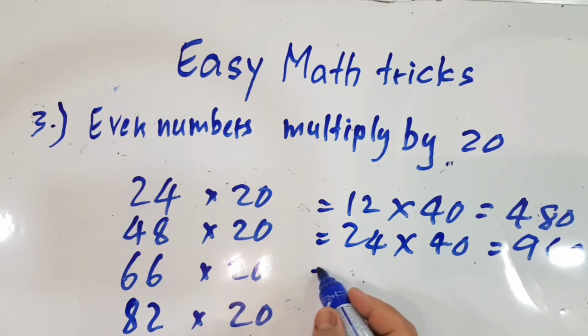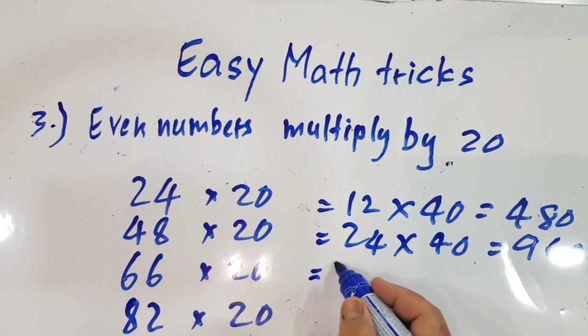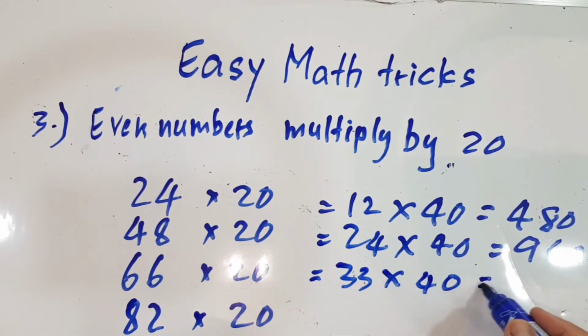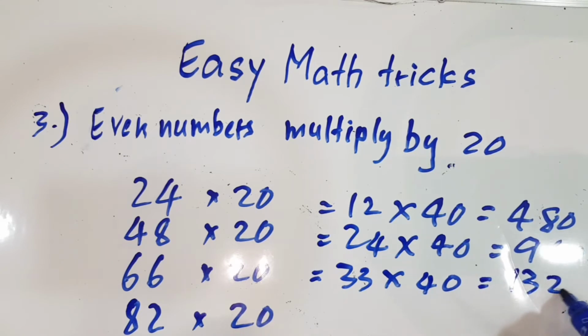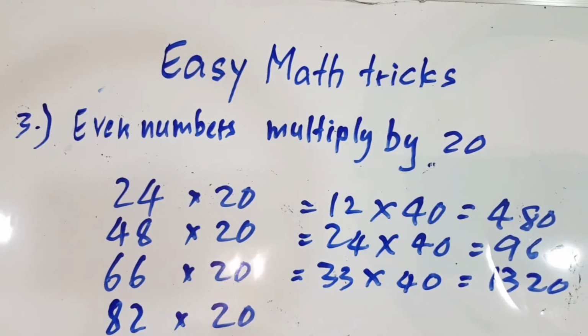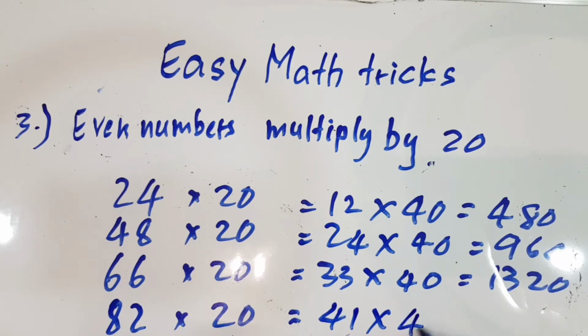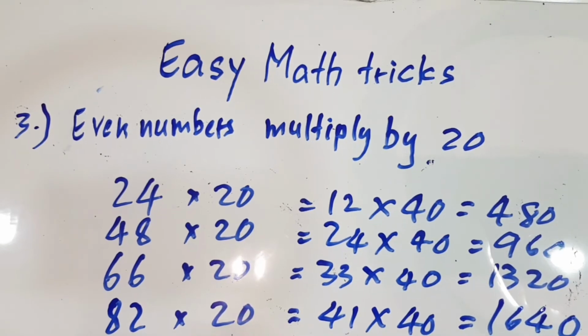66 by 20: half of 66 is equal to 33, multiplied by 40, the double of 20, is equal to 1320. And the last one is 82 by 20, so half of this is equal to 41, multiplied by double of 20, which is equal to 40. The answer, therefore, is equal to 1640.